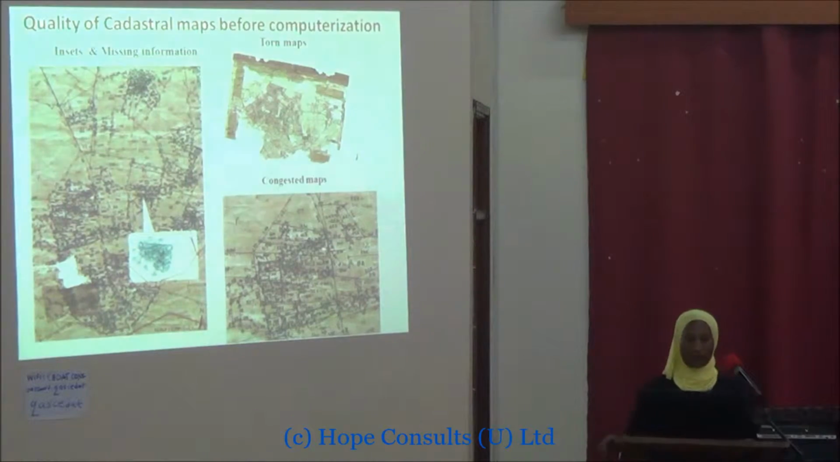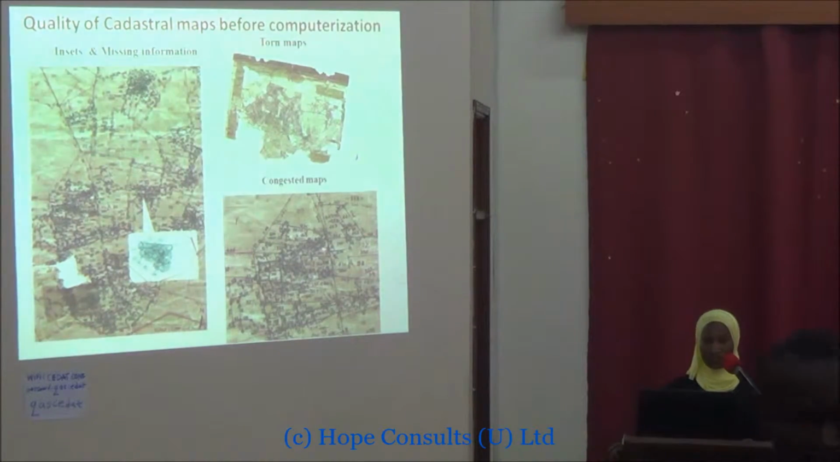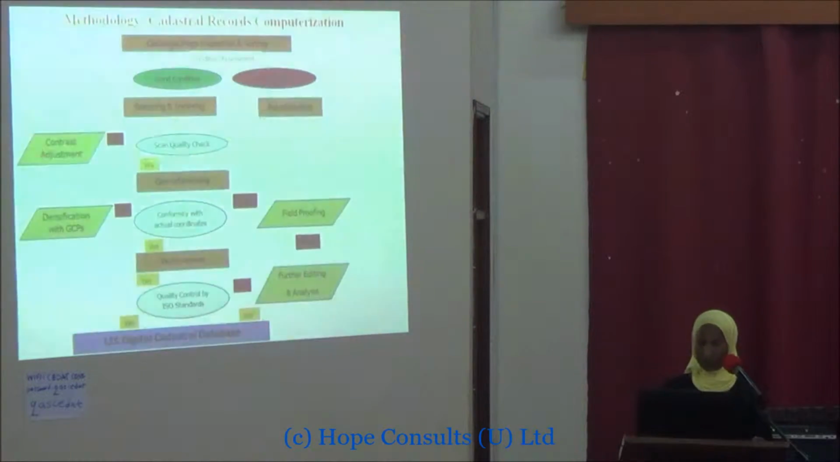So this is the quality of cadastral maps before computerization. We have maps which are torn, then we have congested maps, we have both insets and missing information. This is a map in Wakiso, and this blue thing with an arrow is basically an inset, and then it was torn. So those are some of the kind of maps which were computerized through that method that I briefly talked about.